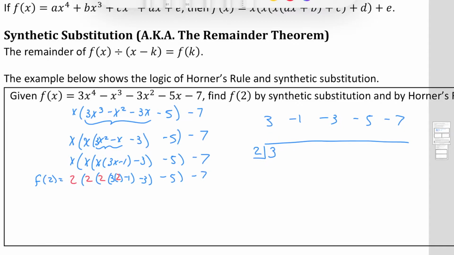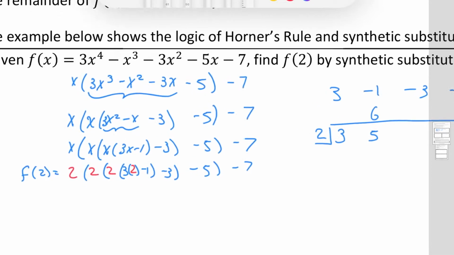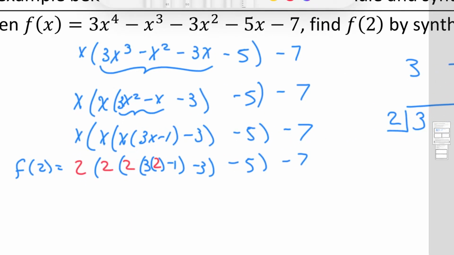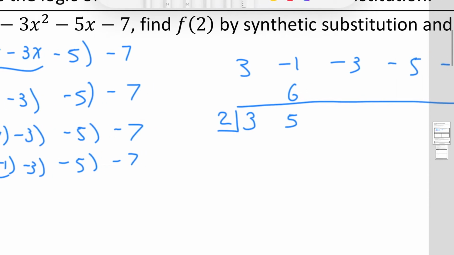So in the synthetic division, I'm going to do 2 times 3 is 6, and then 6 minus 1 in the column is a 5. Now look over here. 3 times 2 is 6. 6 minus 1 is 5. Now what am I going to do with that 5? Well, I'm going to do 2 times 5 is 10. Add that column is a 7.